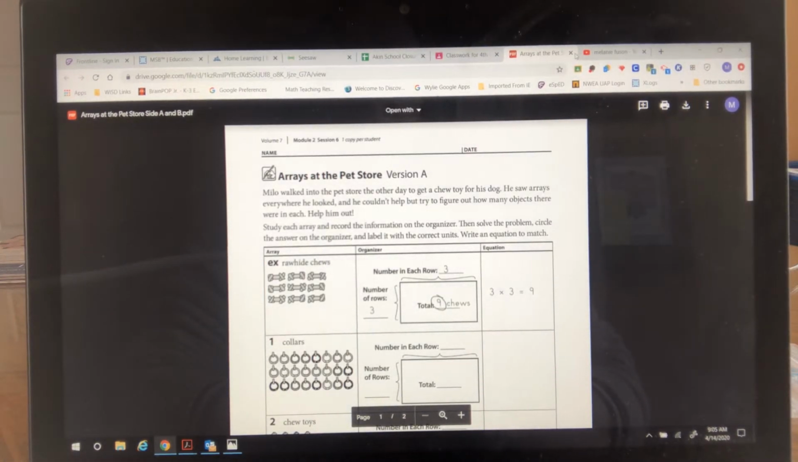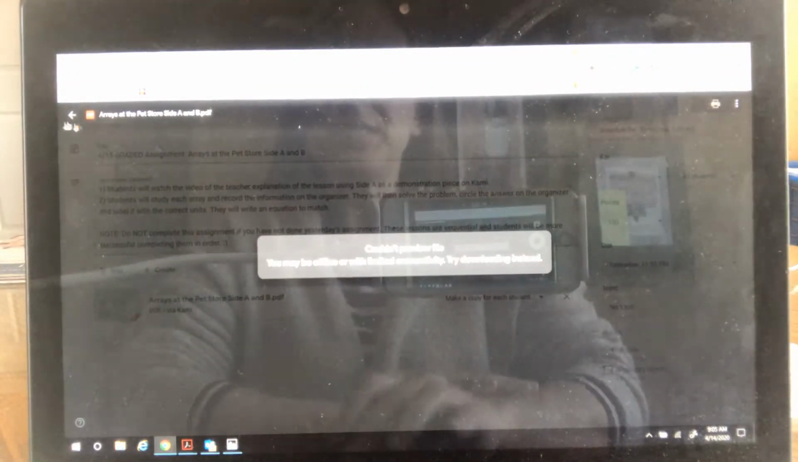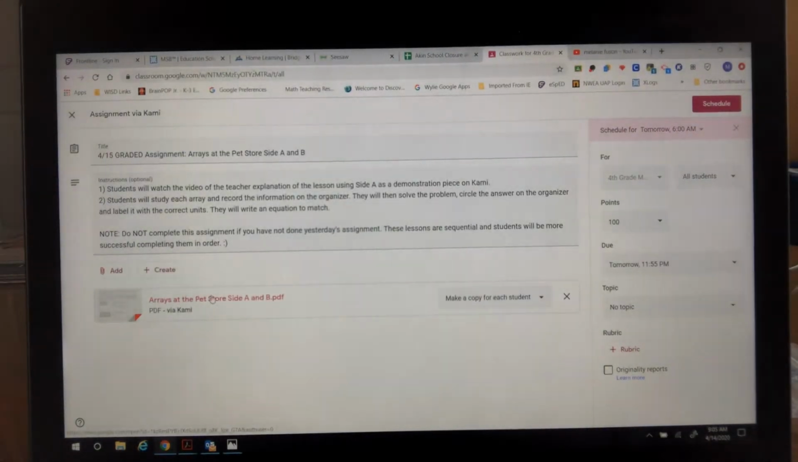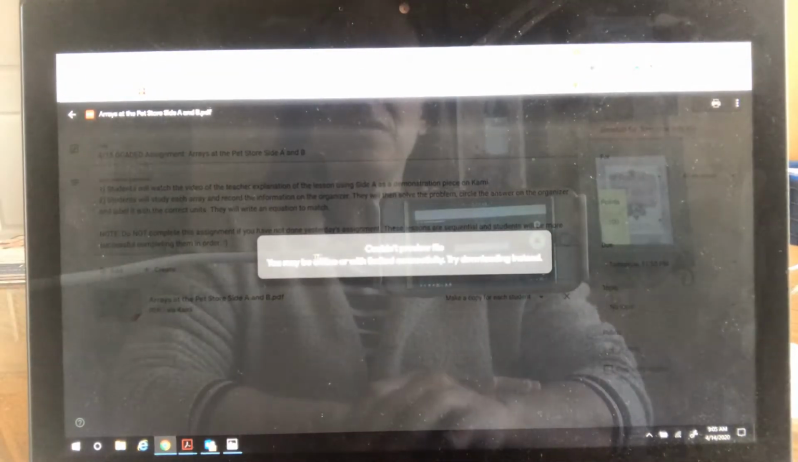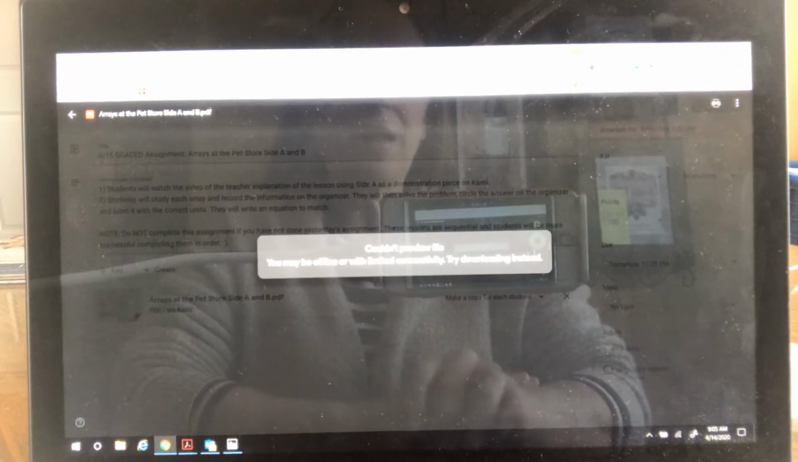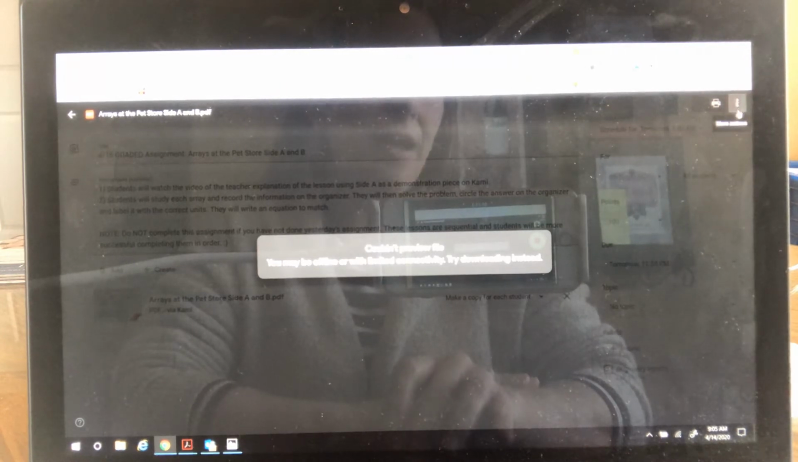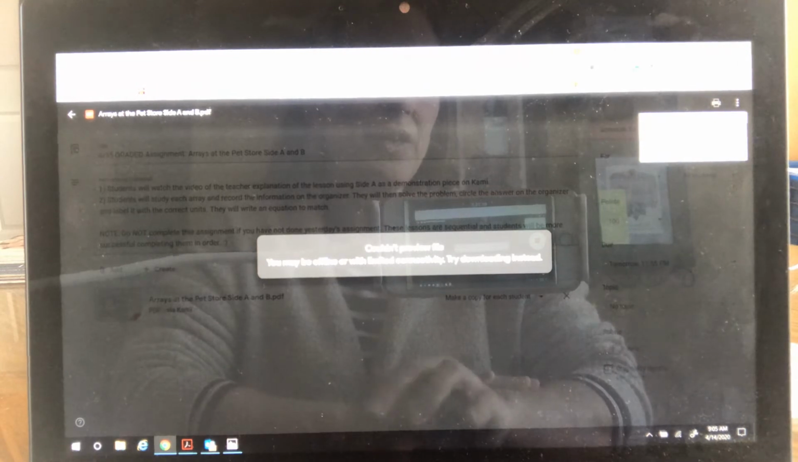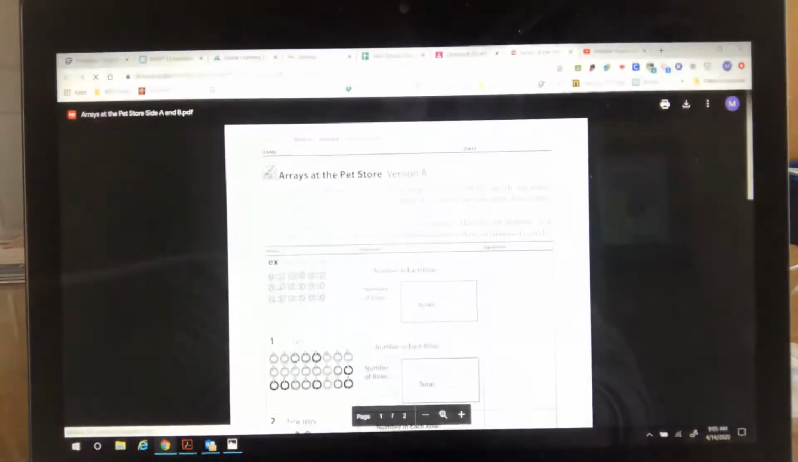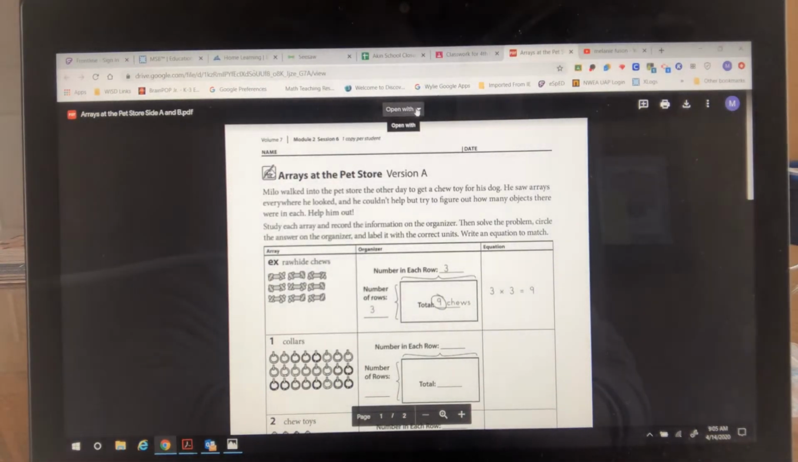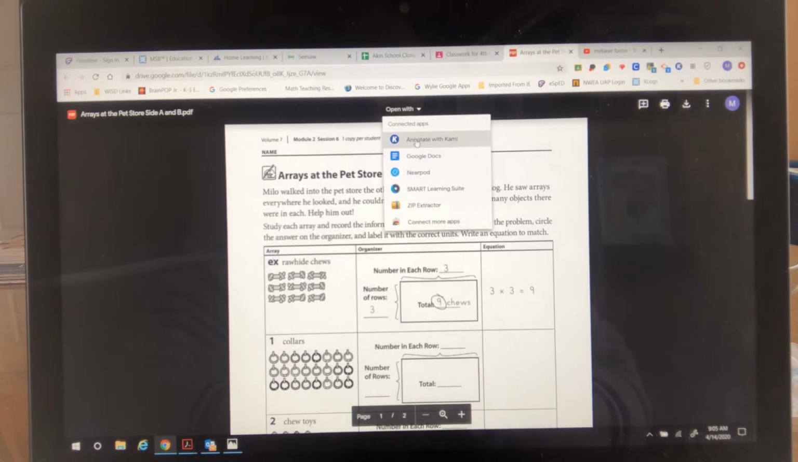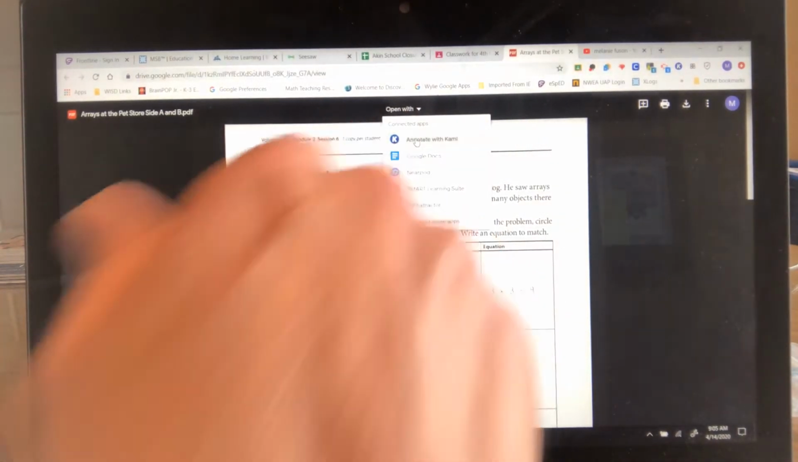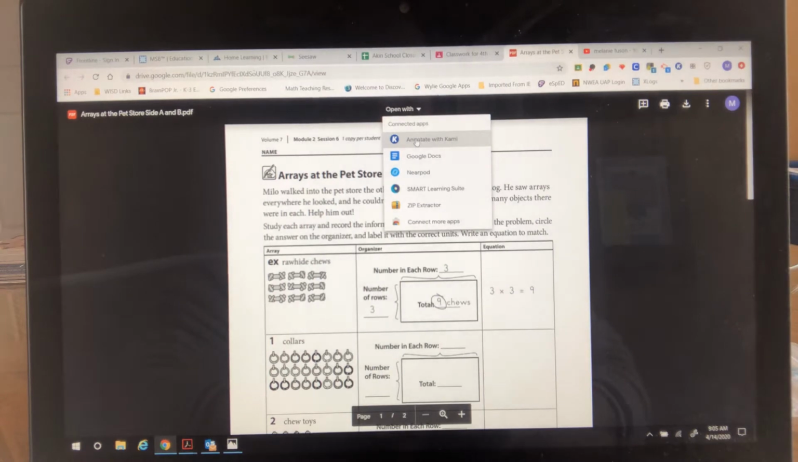So boys and girls, let me show you what I just did. I had to open this in another window. So here I'm clicking on the assignment. It's telling me I can't preview the file. If you go over to these little dots up here on the side where it says more actions, hit open in new window, and it opens right up. And then at the top, you're going to hit open with Kami. Remember, it's got the little navy circle with a white K in it.